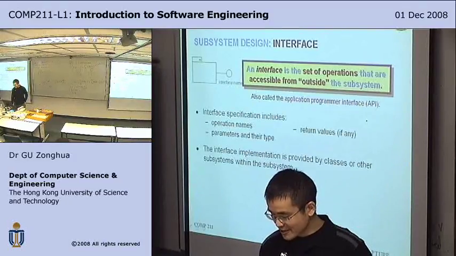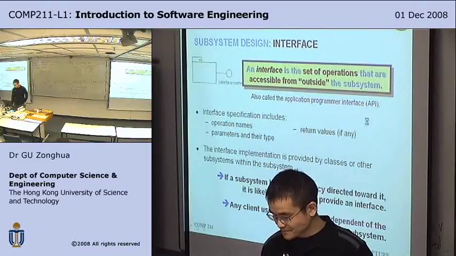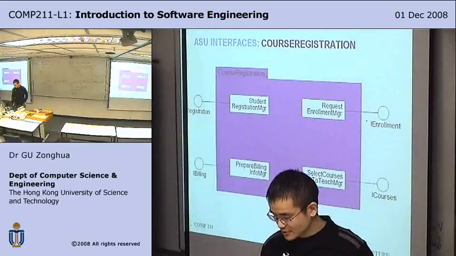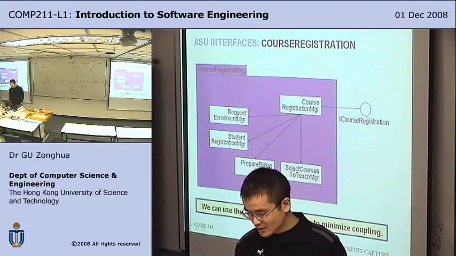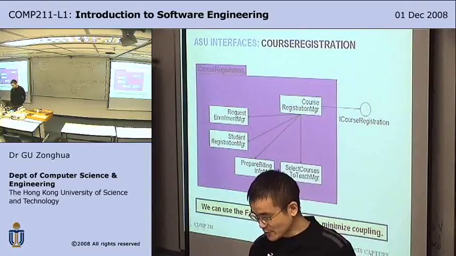So they can have an interface for the subsystem. So this one has an interface. Now I can use the facade pattern to turn it into a single interface to minimize coupling.